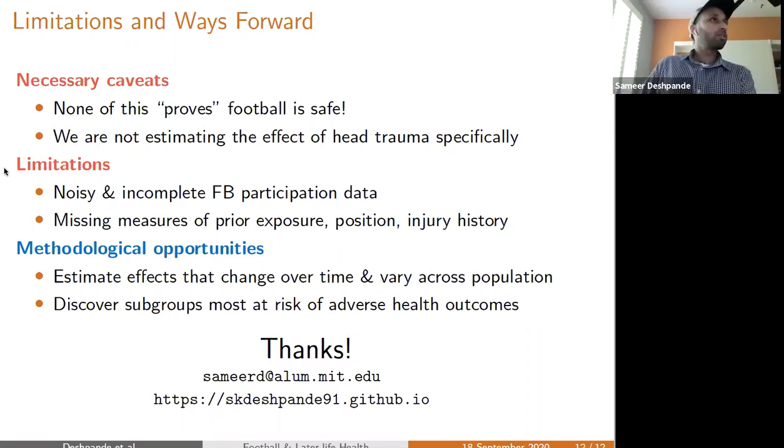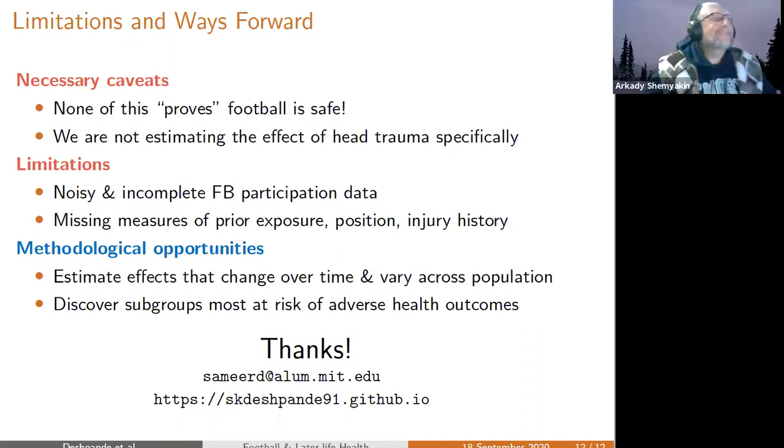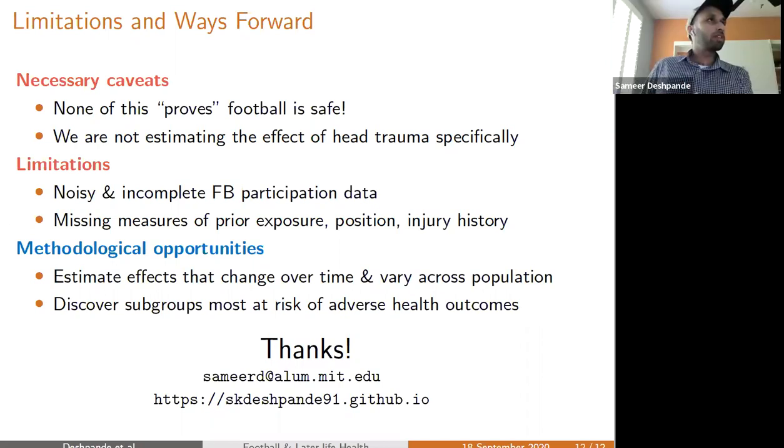Oh, so there's a question in the chat. Position matters when separating players between those on the line and those who do not. Offensive linemen are the people who butt heads against each other. Repeated headbutting also has a causal effect, in addition to the hard head hits that cause concussions. So that's really getting at what is the treatment that we're really after here?